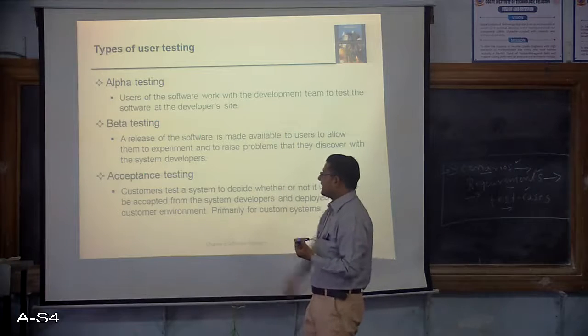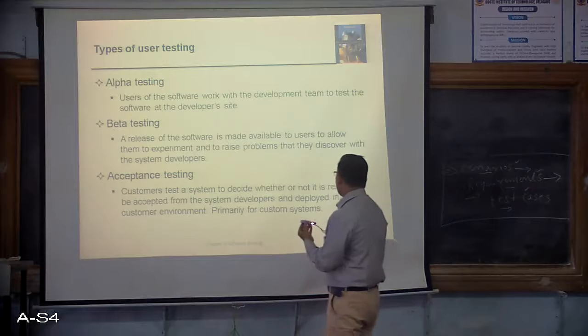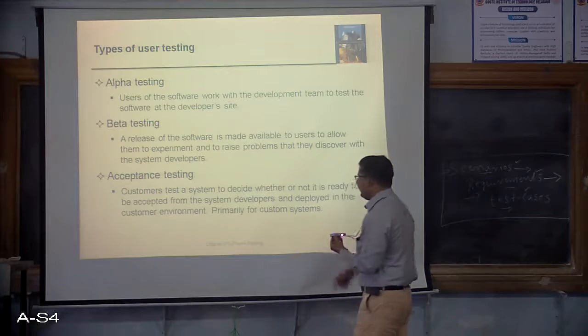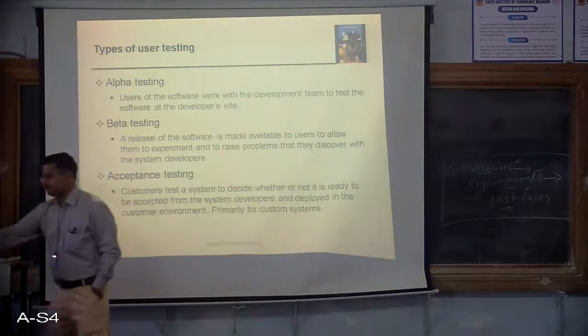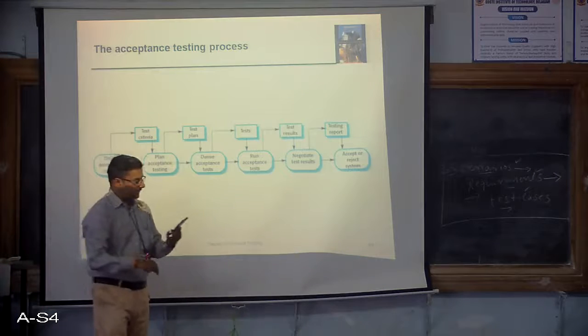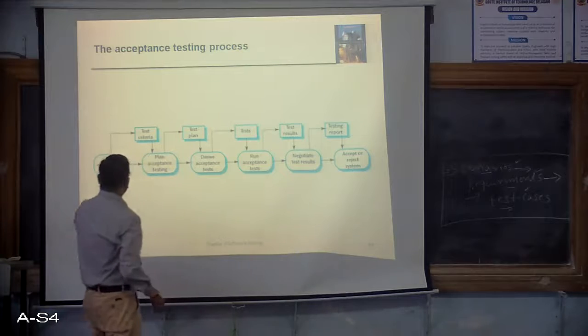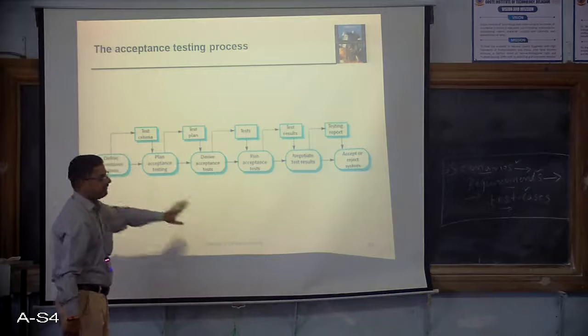The last one is acceptance testing. The customer tests a system to decide whether or not it is ready to be accepted from the system developers and deployed in the customer environment. It is primarily for custom systems. This is the acceptance testing process. These 6 steps are very important, and this is the very last topic in this chapter.